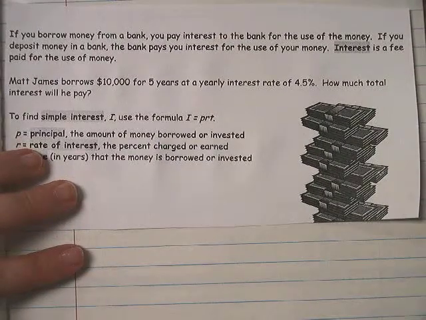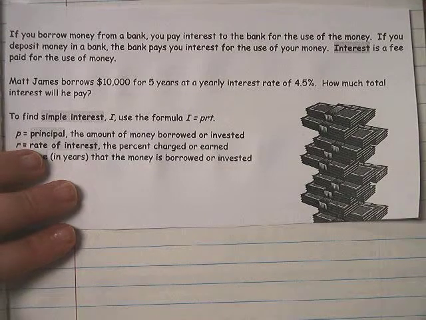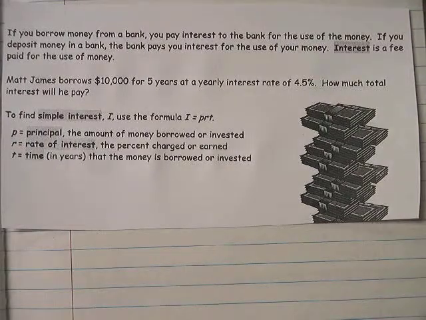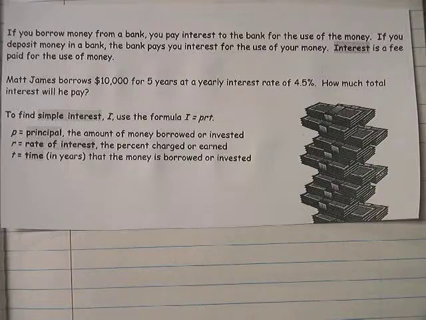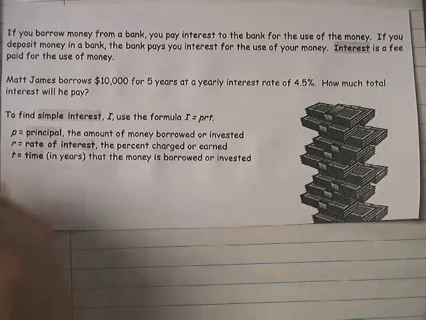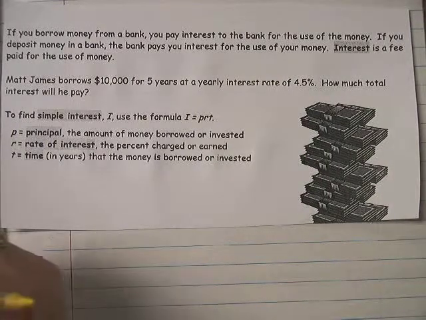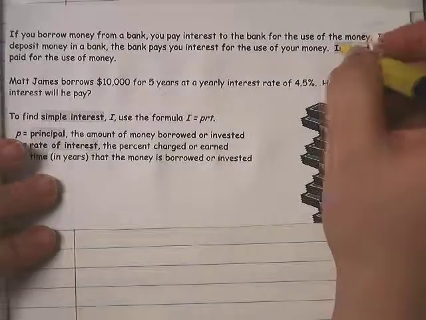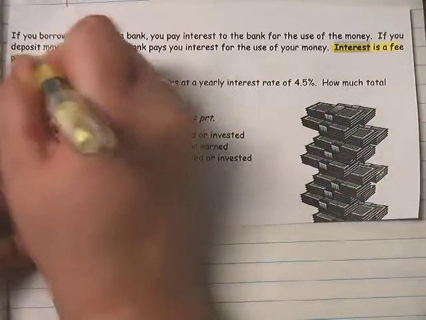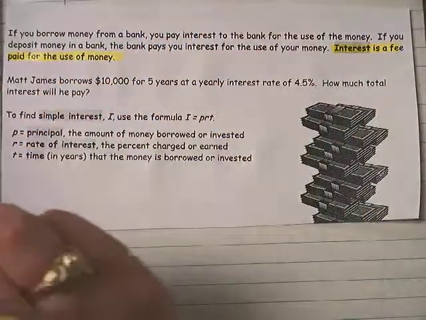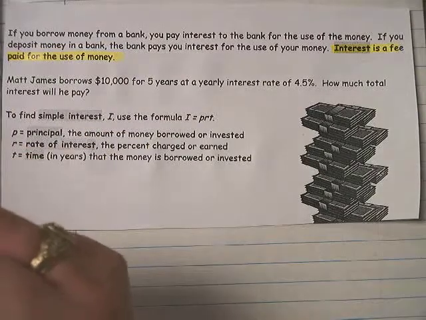Okay? So if you borrow money from a bank, you pay interest to the bank for the use of the money. So basically, instead of you going to a friend and borrowing $1, you just give them $1 back. The bank, this is how they make money, this is how they stay in business, is they charge you to lend you the money. Okay? If you deposit money in the bank, the bank pays you interest for the use of your money. Interest, which is an important word, interest is a fee that is paid for the use of money.